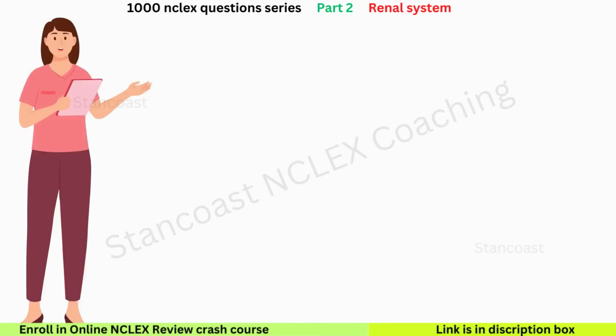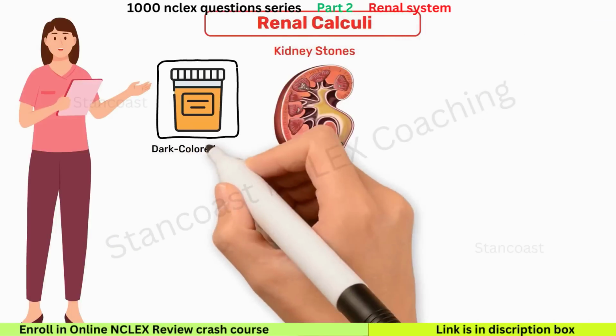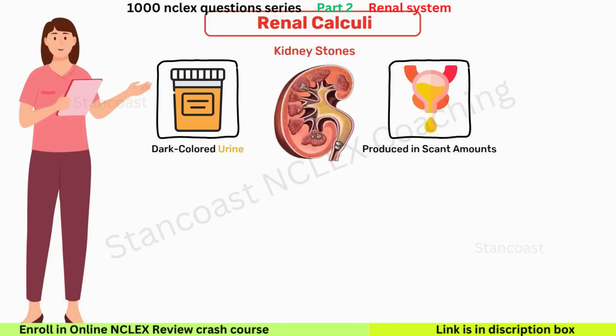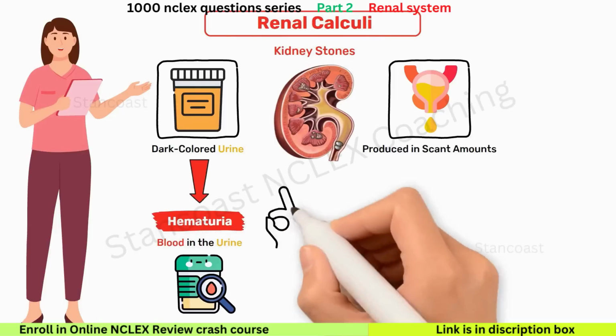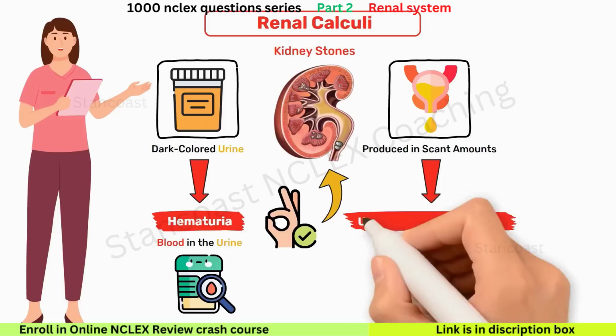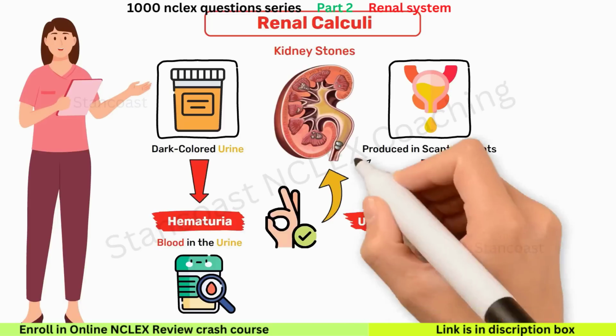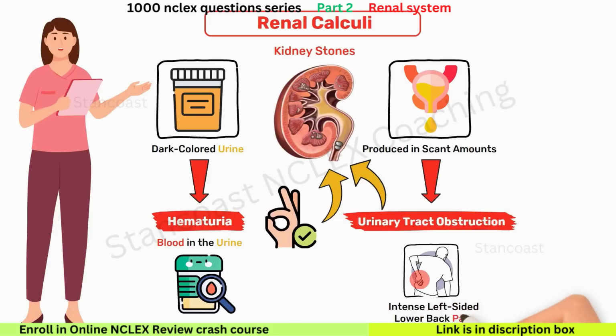The most suggestive symptom of renal calculi, or kidney stones, is the dark-colored urine produced in scant amounts. This indicates hematuria, blood in the urine, a typical sign of kidney stones. The reduced urine output may signify urinary tract obstruction, possibly due to a kidney stone. Additionally, the intense left-sided lower back pain, known as renal colic, further supports this diagnosis.